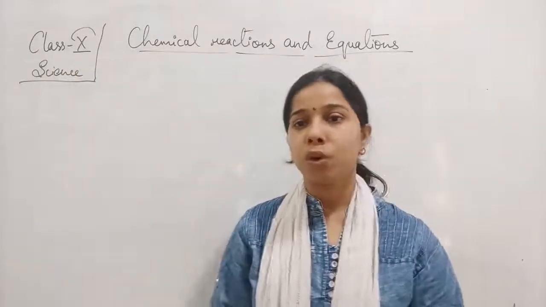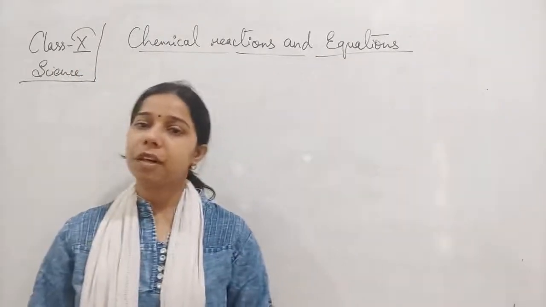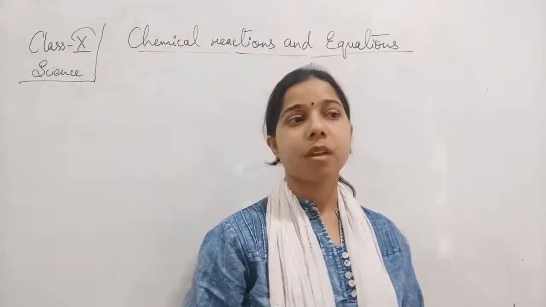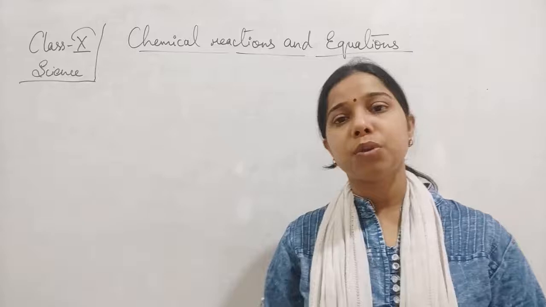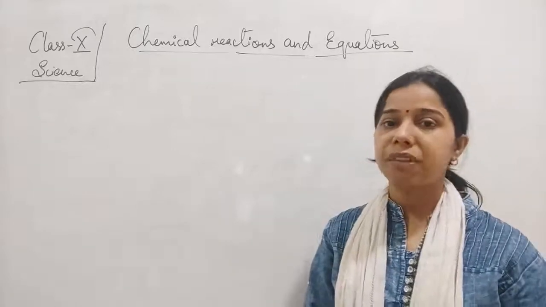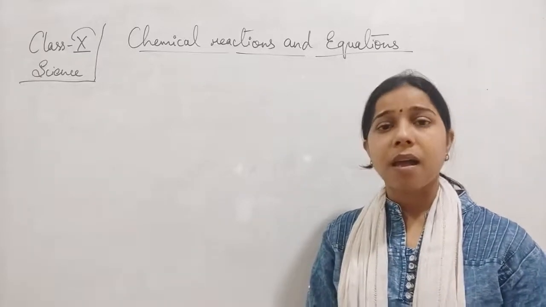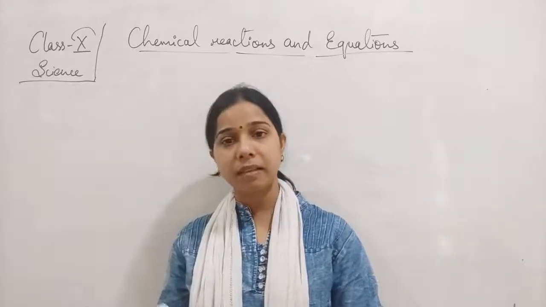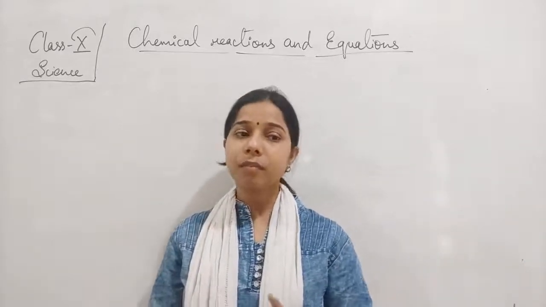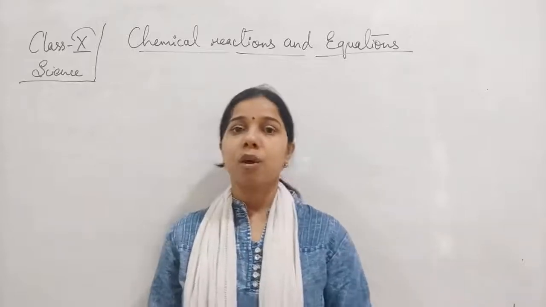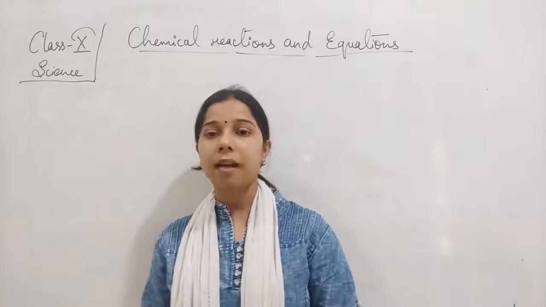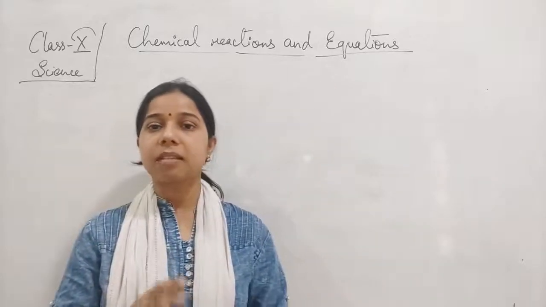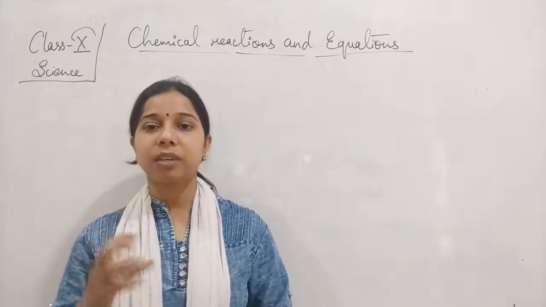Hello students. In the previous class, in the chapter on chemical reactions and equations, we were talking about the different characteristics of a chemical reaction. We discussed the evolution of a gas, the formation of a precipitate, as well as a change in color. All these characteristics tell us about a chemical reaction.